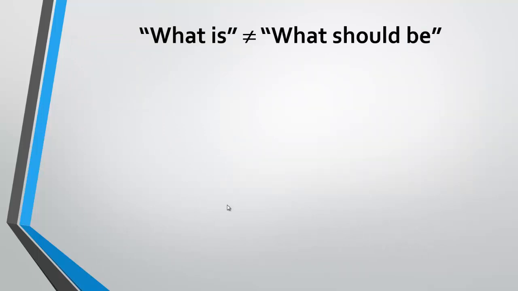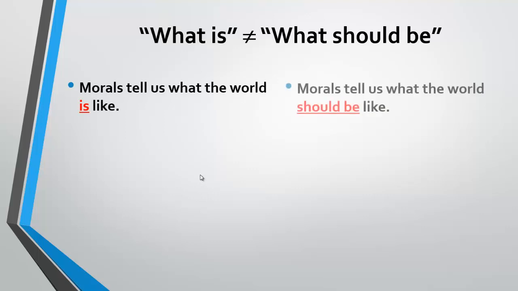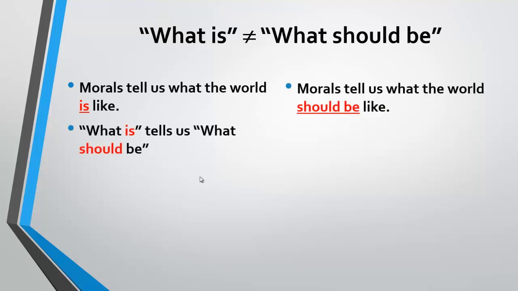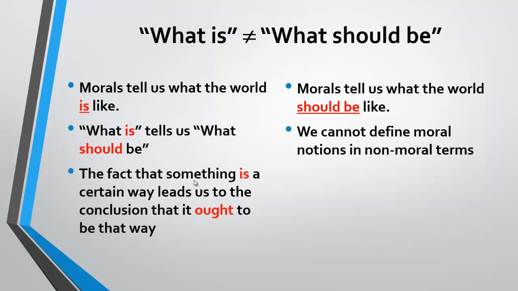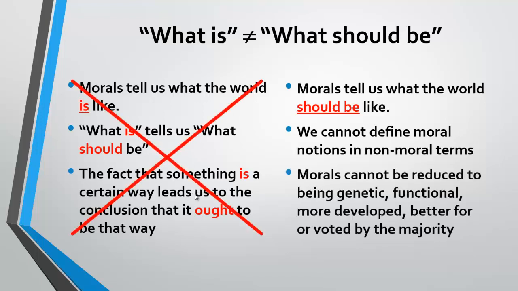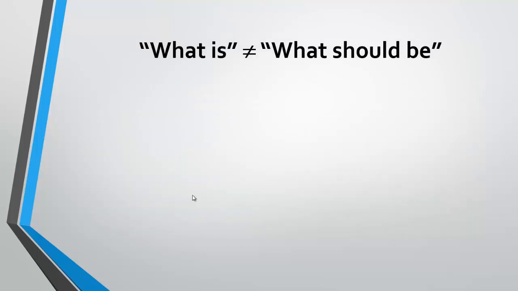Morality is about what should be and not about what is. Morals tell us what the world is like, is what some people say. I would say no, it tells us what the world should be like. And don't equate them. What is does not tell us what should be. The fact that something is a certain way doesn't mean that it ought to be that way. Morals cannot be reduced to being genetic or functional, more developed, better for, or voted by the majority. They are not the same.